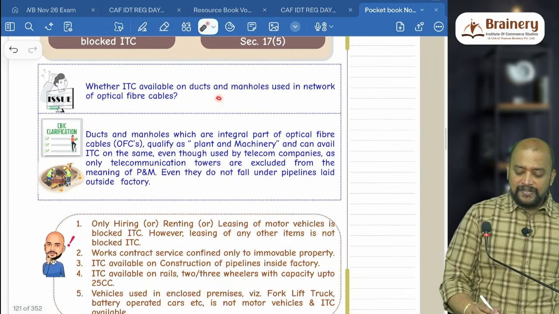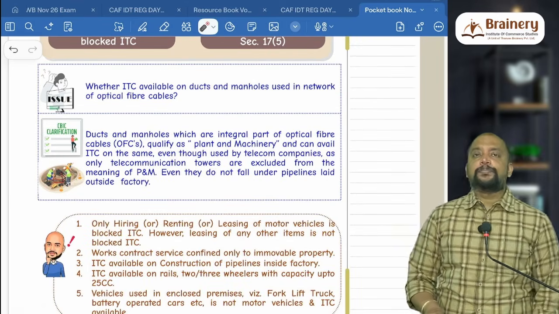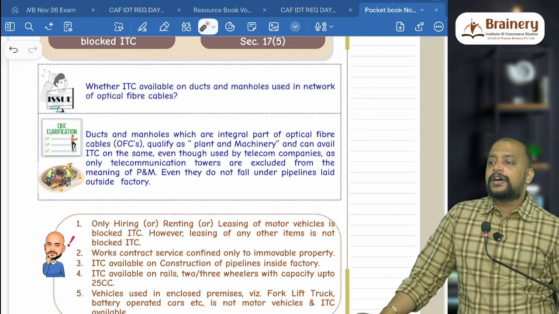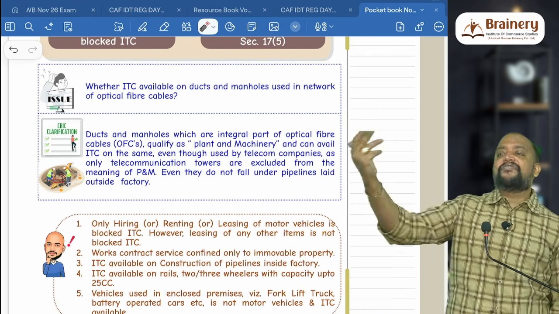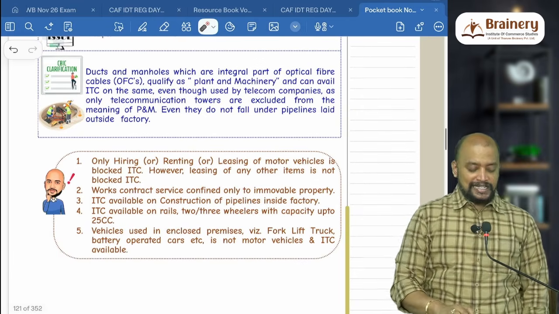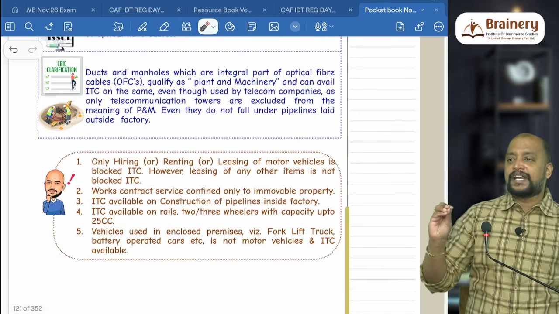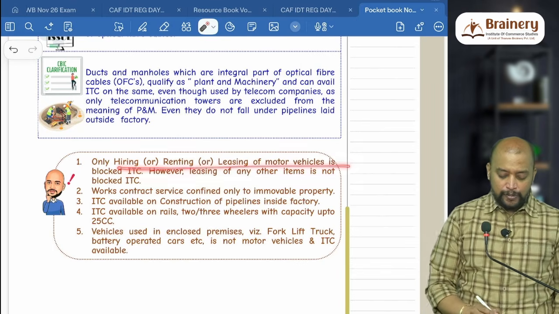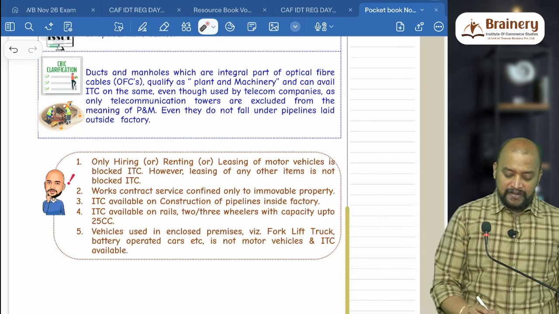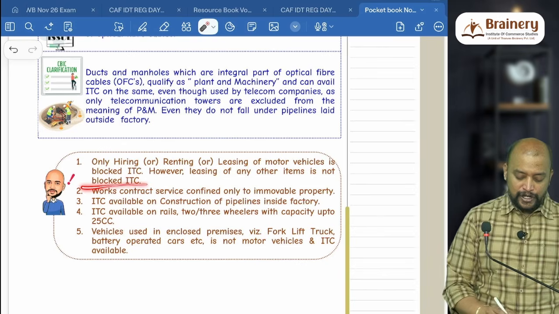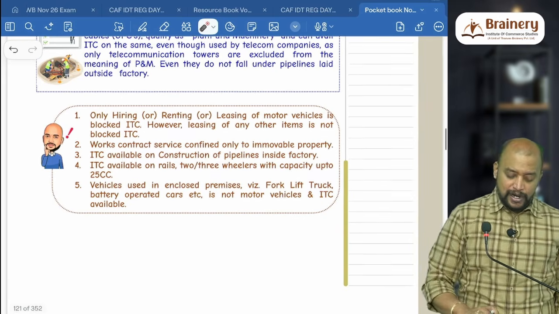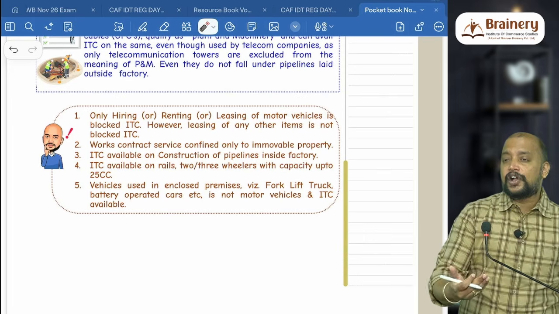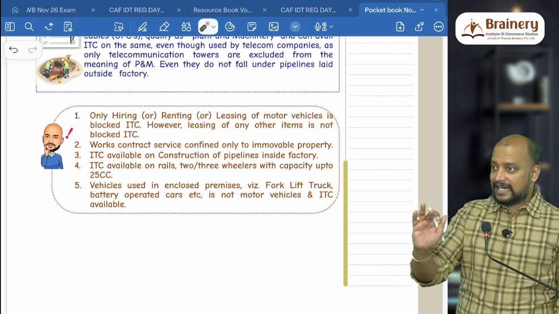Then, is ITC available on ducts and manholes used in optical fiber cable network? Yes, because that is not telecom towers or pipeline laid outside the factory gate, so they can take ITC, even though this expenditure is incurred by the telecom companies. Then only hiring, renting and leasing of motor vehicles is blocked ITC. However, leasing of any other item is not blocked ITC. Leasing of furniture, leasing or renting of cameras, equipment, etc., we can take.